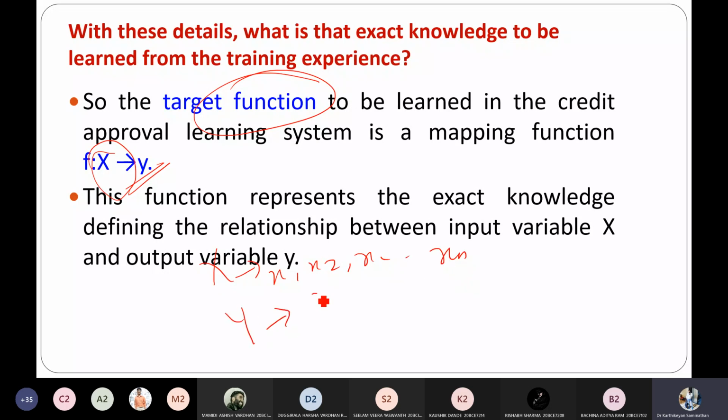Y is nothing but the status of the loan. How many of the applications are filed and updated, that is y. So y is nothing but y1, y2, y3 up to yn. That is what this target function is all about. If applications are approved, there is a possibility for the loan. That is what x tends to y.